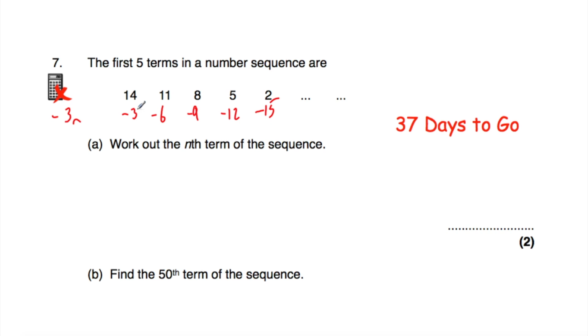Now if we have a look at our sequence, to get from minus 3 to 14, we add 17. To get from minus 6 to 11, we add 17. So that means our nth term is going to be minus 3n plus 17. And that's it, that's the nth term of our sequence.